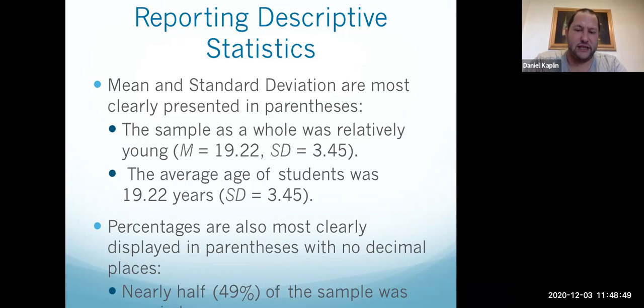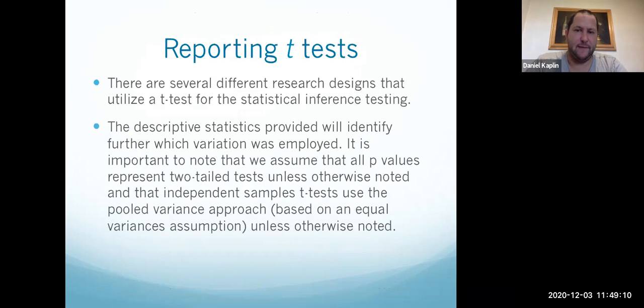Now, percentages are reported in whole numbers with no decimal places. So you might say nearly half of the sample was female, open parenthesis 49%, as you see there. So those are your descriptive statistics: percentages, means, and standard deviations.